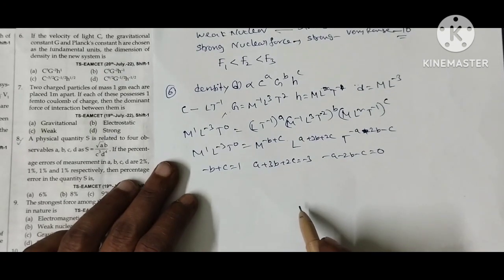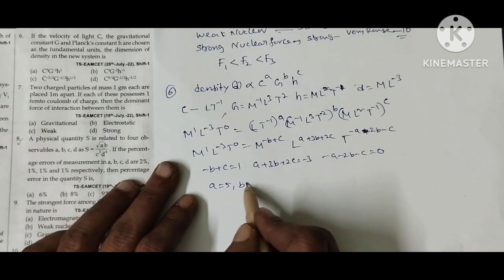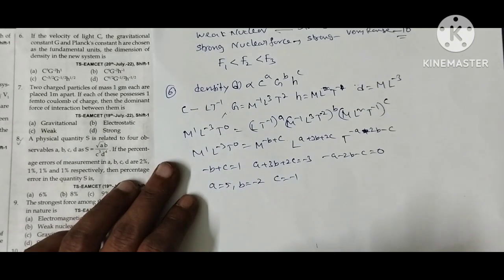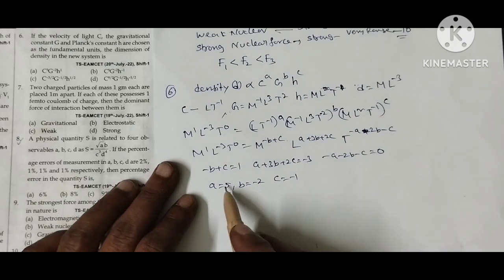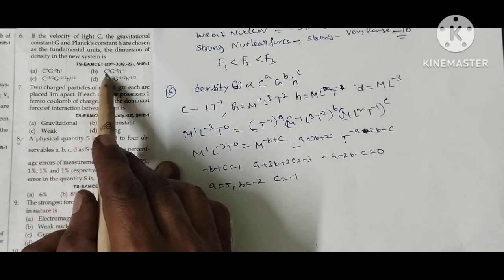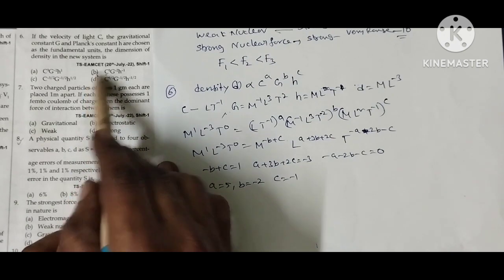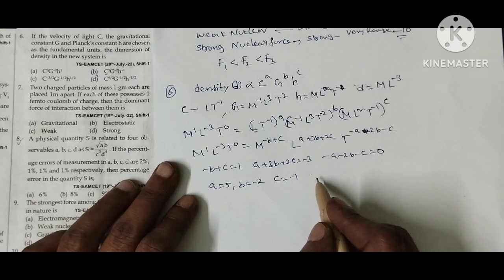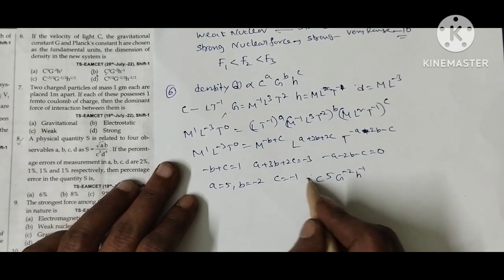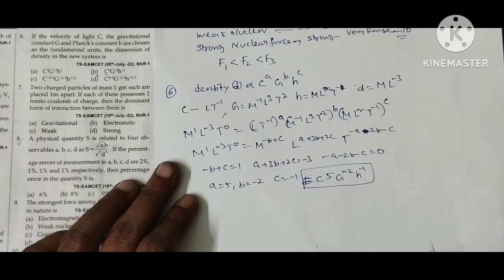If you solve all this, you will finally get the values a is equal to 5, b is equal to minus 2, c is equal to minus 1. So the answer for this will be c power 5, which means option B is the answer. That's all. B is the answer. So the answer will be c power 5, G power minus 2, h power minus 1. That's the answer for this density d.